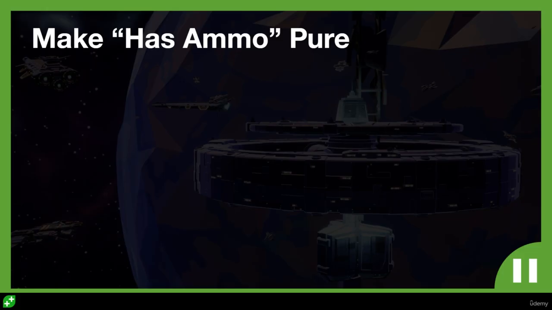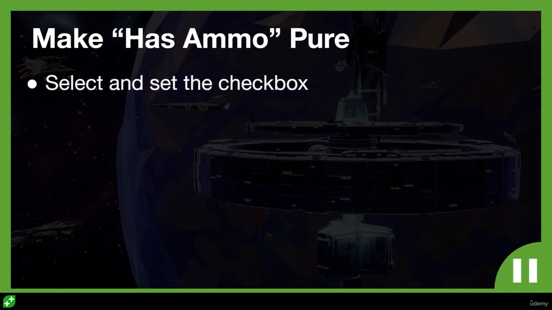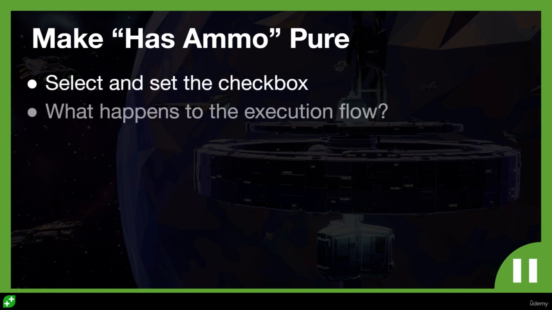So I'd like to challenge you to make hasAmmo into a pure function. So select it and set that checkbox to make it pure. And what happens to the execution flow now? Currently it was hooked up through the function. Where does it go? Pause the video and have a go.